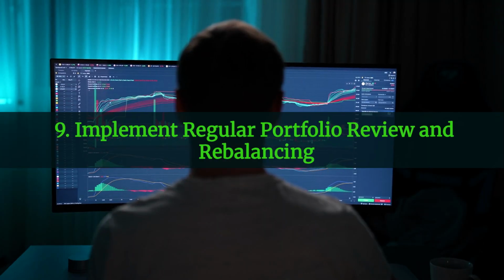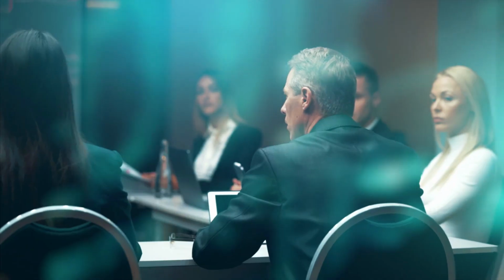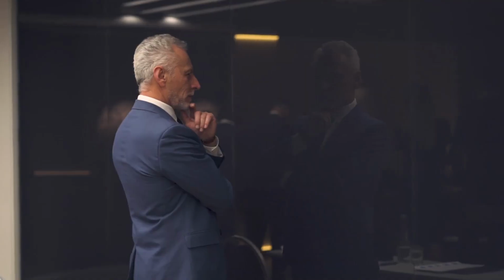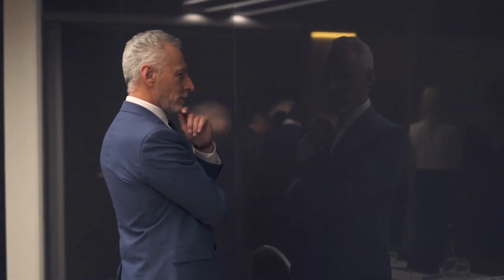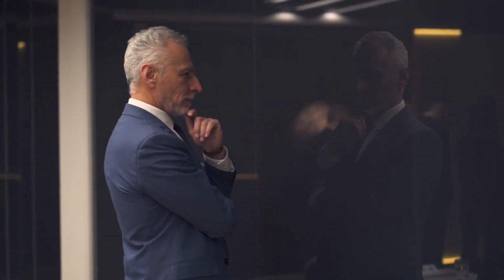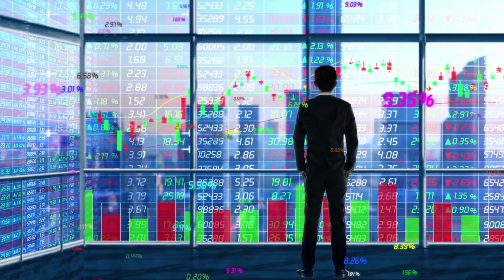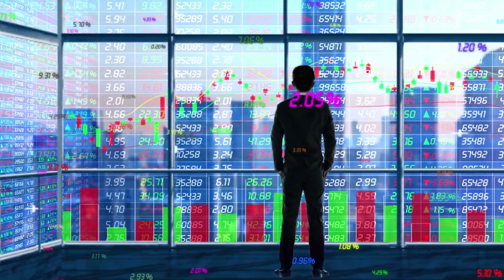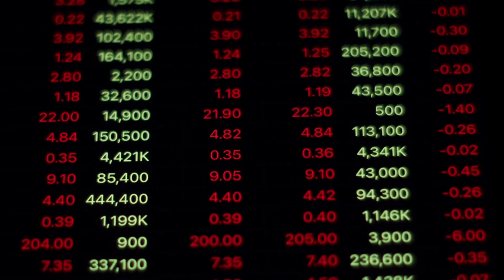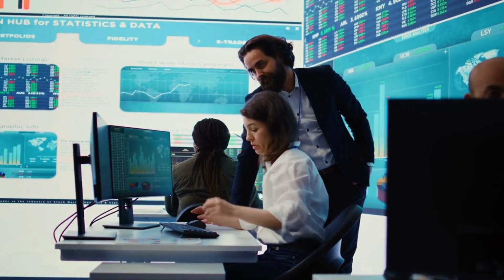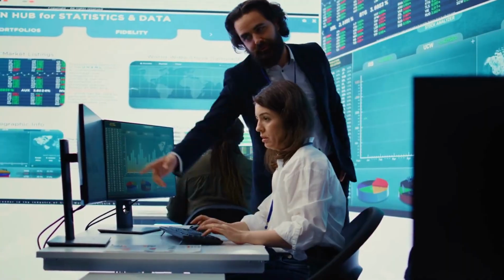9. Implement regular portfolio review and rebalancing. Even a well-constructed portfolio drifts over time due to differing asset class returns. Rebalancing restores original allocations, keeping risk levels aligned with objectives. For example, if equities outperform, the portfolio may become riskier than intended, necessitating a trim of overexposed assets and reinvestment into underweighted classes. Regular reviews also allow the identification of underperforming investments, potential replacements, or emerging risks. Discipline in monitoring and rebalancing ensures that risk management strategies are consistently effective.